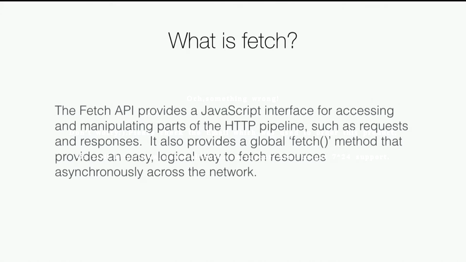So fetch is, I'll just read this. Fetch API provides a JavaScript interface for accessing and manipulating parts of the HTTP pipeline, such as requests and responses. It provides a global fetch method that provides an easy, logical way to fetch resources asynchronously across the network. So basically, you can use the fetch method to request information from a remote server.